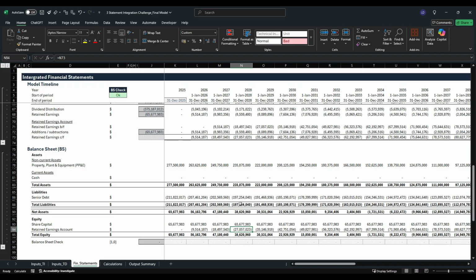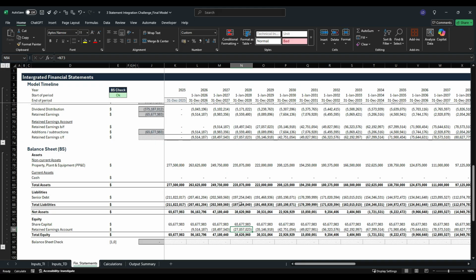And if you practice this multiple times, you will become very efficient and fast at integrating the three statements into such a basic project finance model. And if you present the three statements in such a clean and neat way as we did right here, you will certainly impress your potential employer.